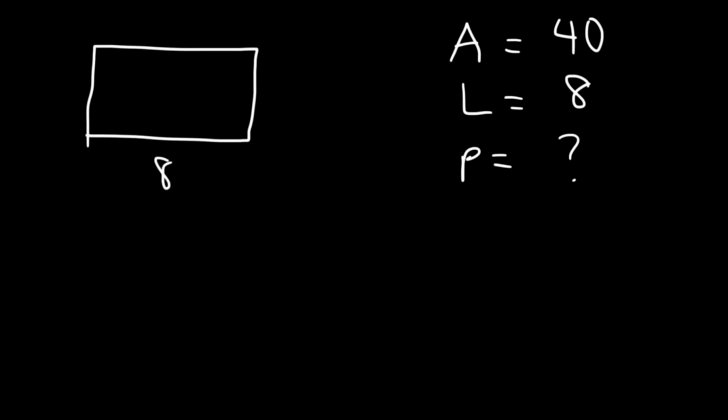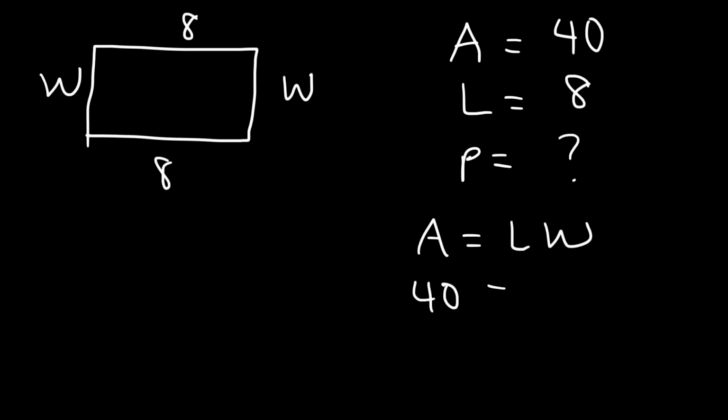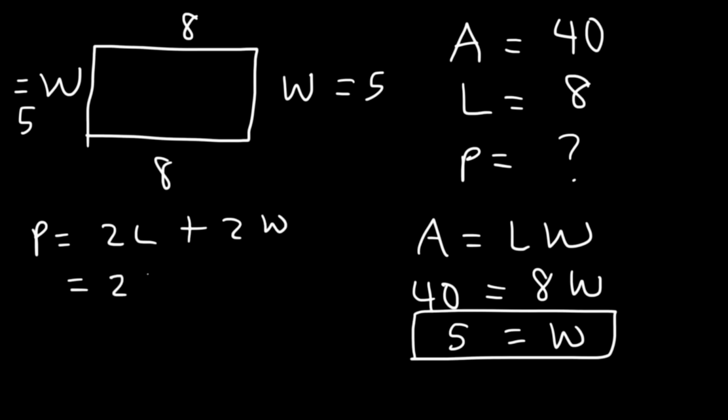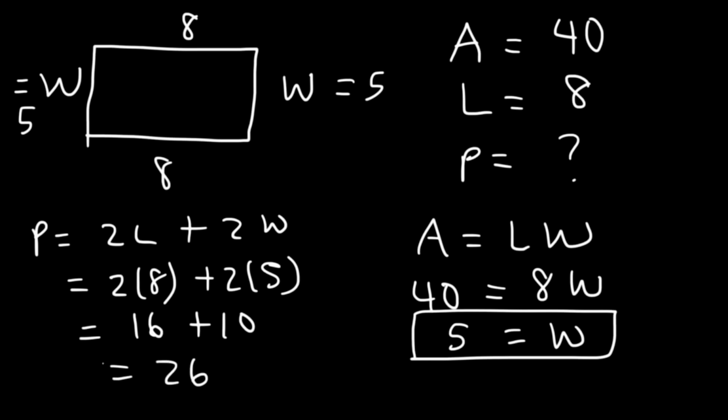So the length is 8. We don't know the width, but we could find the width by using this equation. So 40 is equal to 8 times W. So W is 40 divided by 8. So it's 5 units long. And then once you have the width, you can now find the perimeter. So it's going to be 2L plus 2W. So it's 2 times 8 plus 2 times 5. And that's 16 plus 10, which is 26.